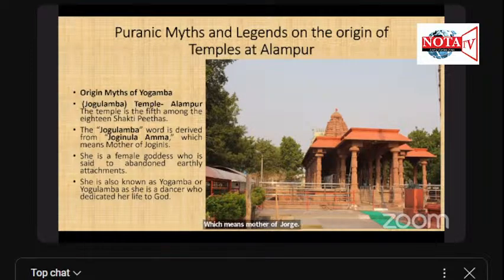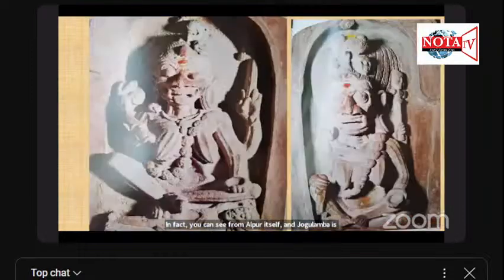She is considered a female goddess who is said to have abandoned earthly attachments. She had given up all earthly attachments, and she is known as Yogamba or Yogulamba, as she is also a dancer who dedicated her life to God. The Jogini tradition you can see from Alampur itself, and Jogulamba is an embodiment of this tradition.